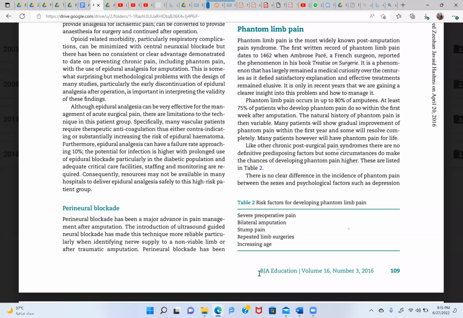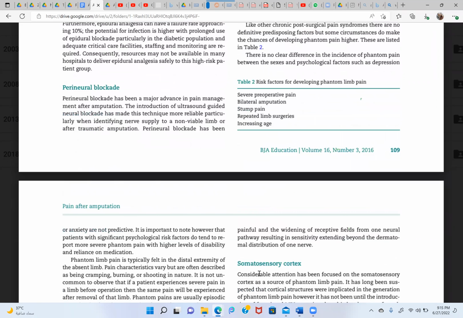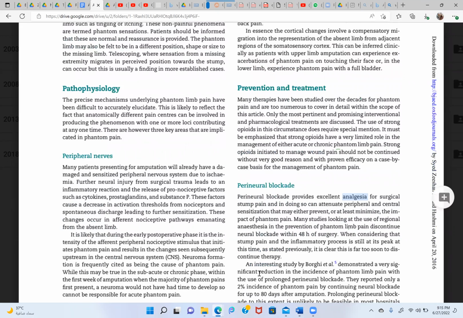You see, it is written that phantom limb pain occurs in up to 80% of amputees. So this is a very high incidence, and you can just try to minimize the incidence. Risk factors are severe postoperative pain, bilateral amputation, stump pain if it is continuing, repeated limb surgeries, increasing age, or the patient already has some psychiatric problem or neuropathic problem. So in those patients, there will be more chances of development of this phantom limb pain.